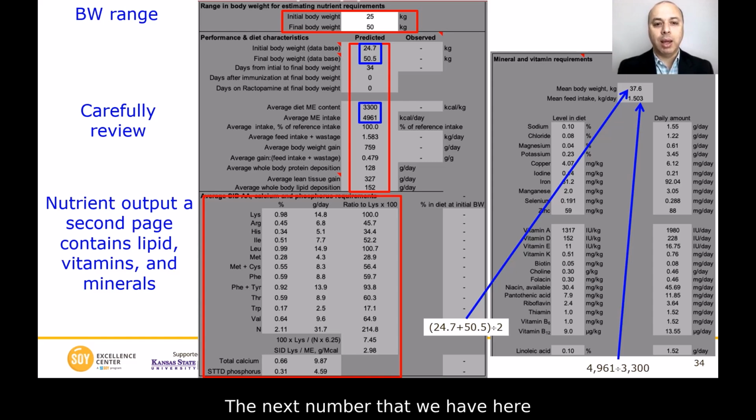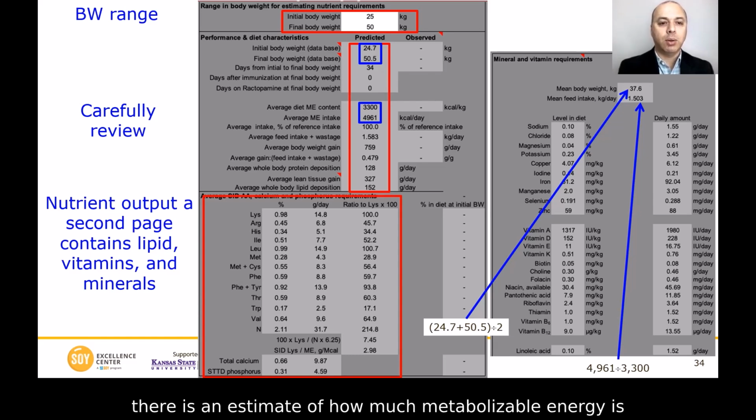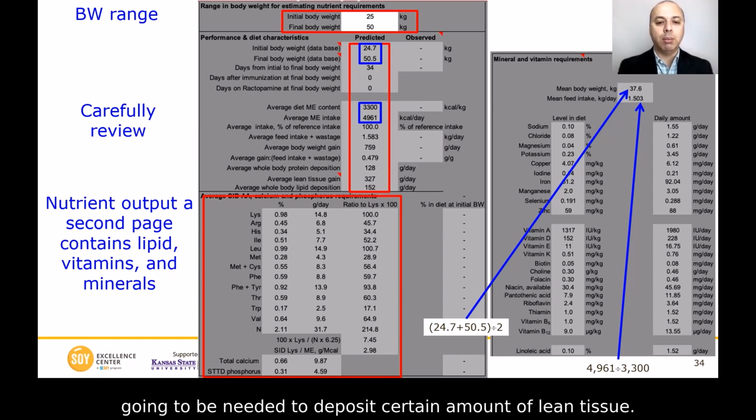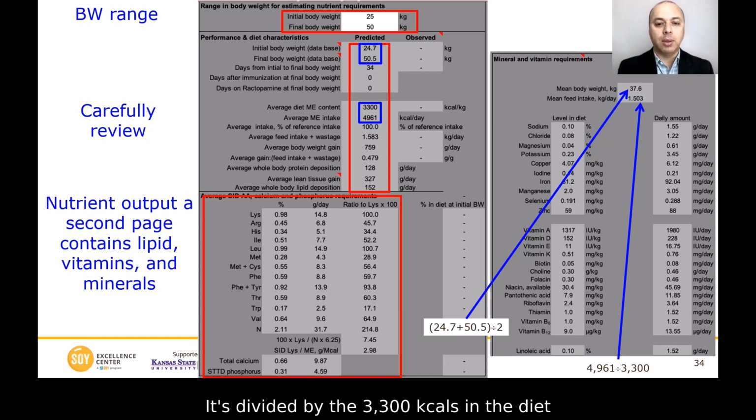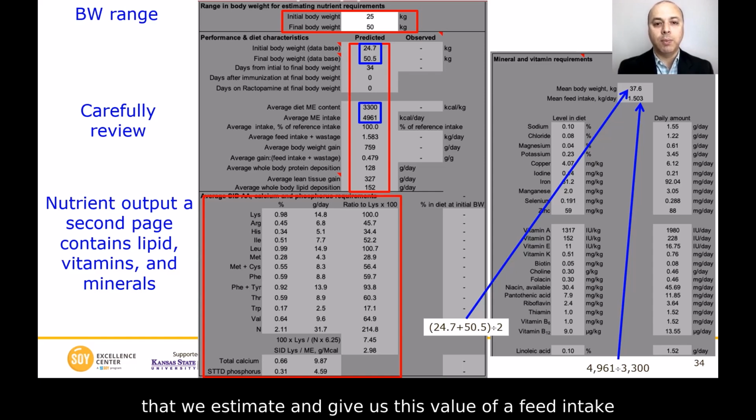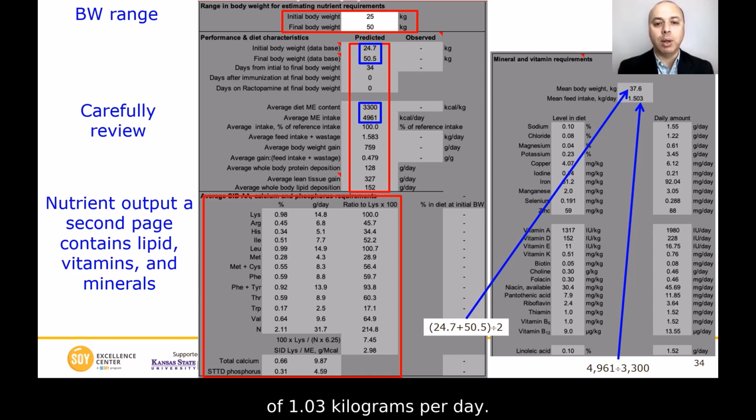The next number that we have here is this estimation of feed intake, and that comes from the calculation of how much metabolizable energy is going to be needed to deposit a certain amount of lean tissue and protein, which is this 4,961 kcals. It's divided by the 3,300 kcals in the diet that we estimate, and gives us this value of a feed intake of 1.503 kilograms per day.